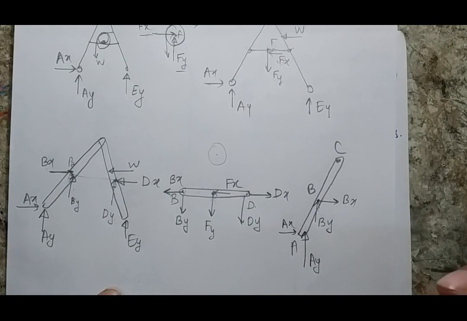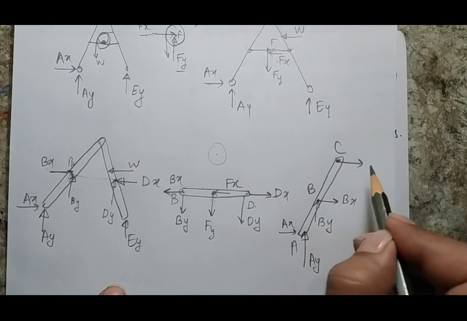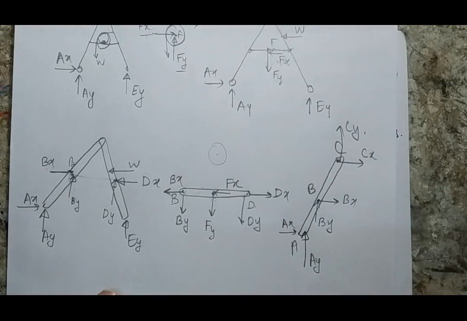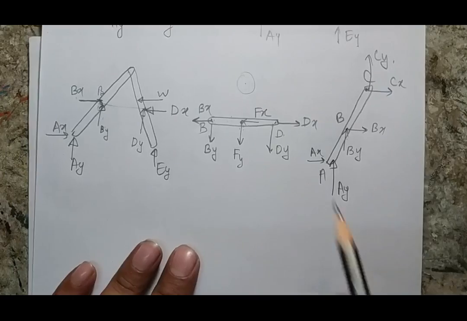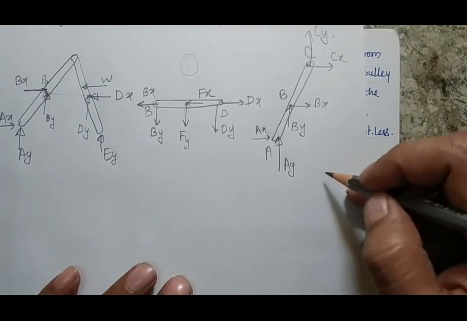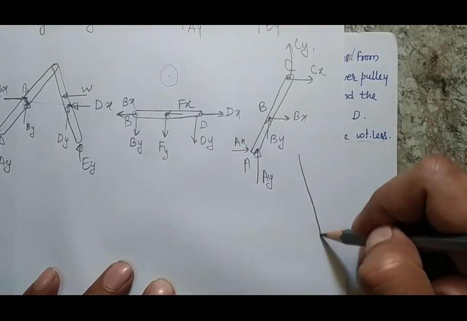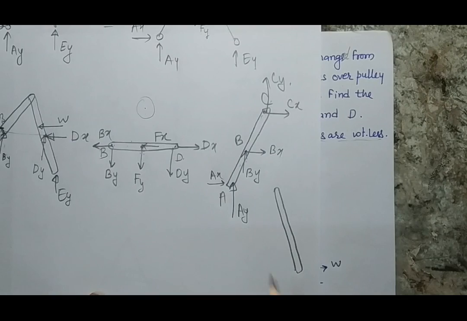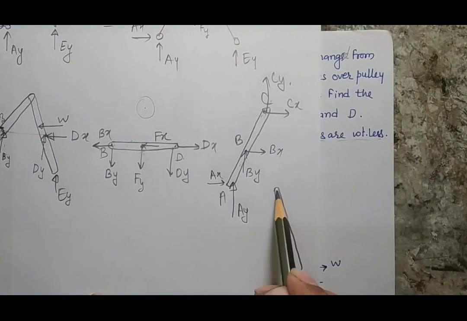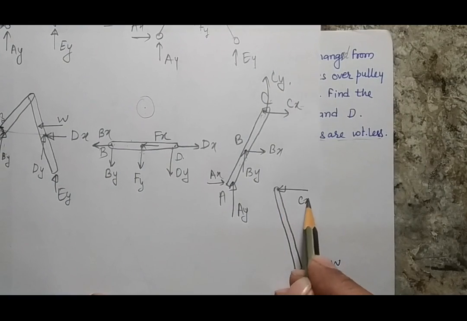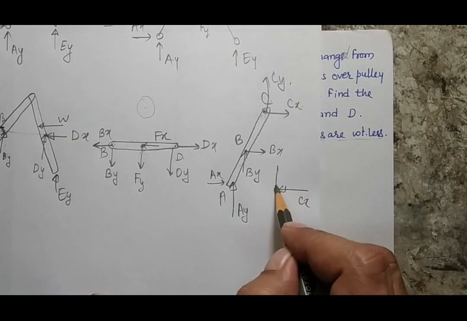Again I have a C point and I am free to choose any direction, so I am assuming this is CX and CY. What would be the next free body diagram? The next free body diagram is of this bar, which is just opposite to this. Let's make it here so that we can compare these two points. I have assumed the C point and this is the counter C point, so my reaction will be equal and opposite to this. So this is my CX and this one will be my CY.